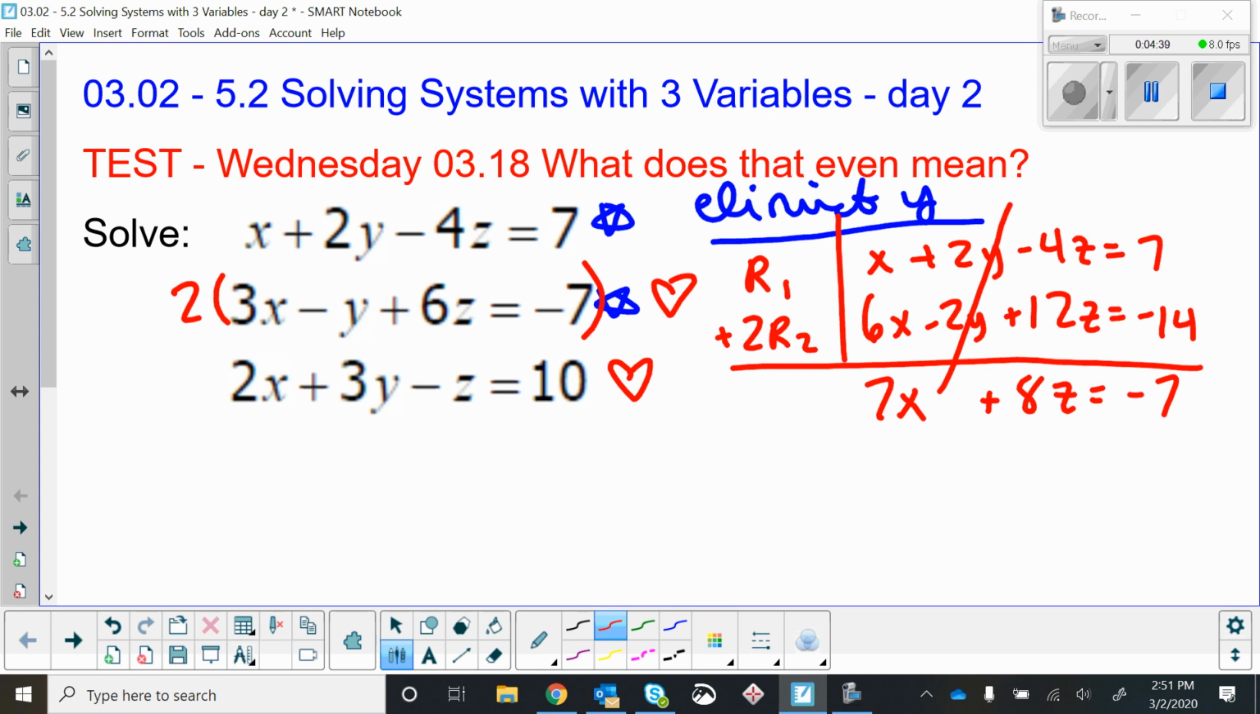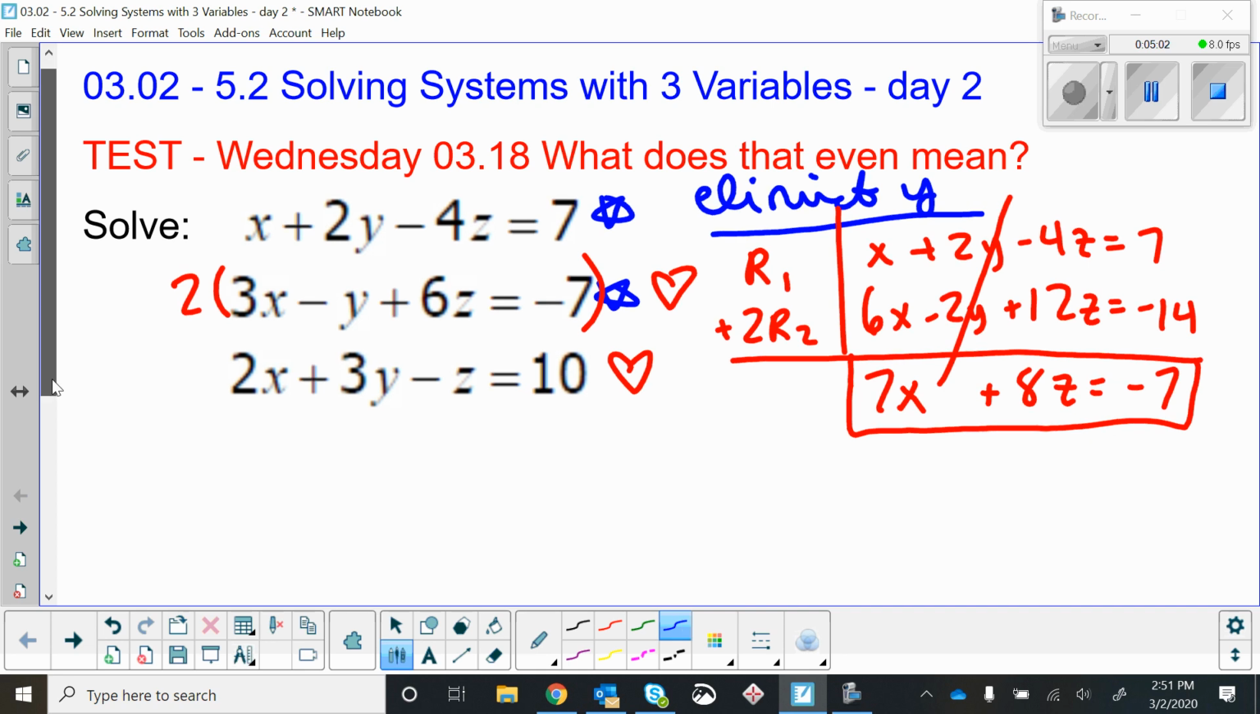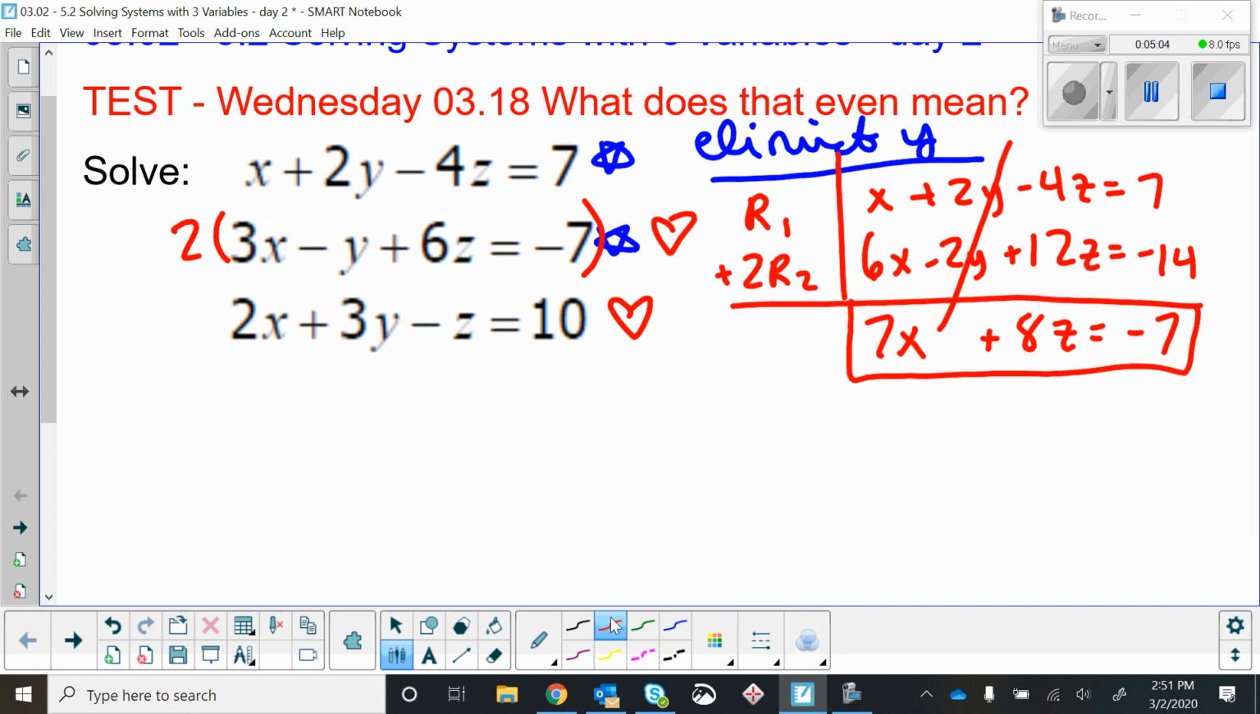Once you get that, you just let it hang out there. Let it sip a little glass of sweet tea with lemon right there, and don't do anything with it for a while. You're going to take the other 2 equations and eliminate the same variable. So that will look like this. That was the star equations. Now I'm going to do these two heart equations.